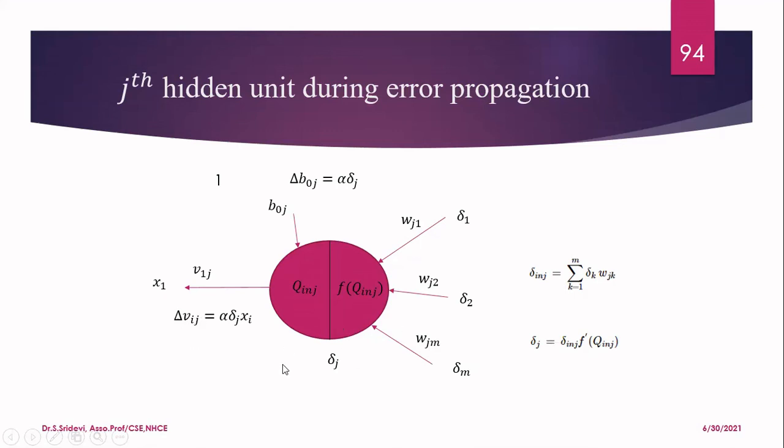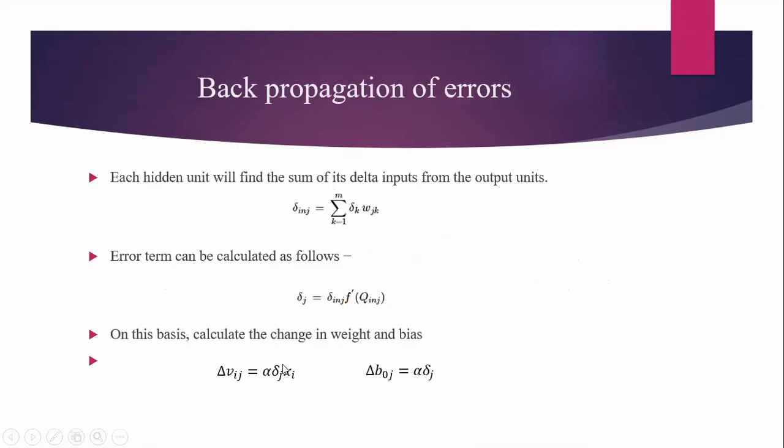Okay, so now we have seen the formula for back propagation of errors in the hidden layer. So each hidden unit will find the sum of its delta inputs from the output units by applying this formula. After that, the error correction term can be calculated by using this particular formula. Then on the basis of this error correction, you are going to update both the weight value and the bias value associated with that particular hidden unit.